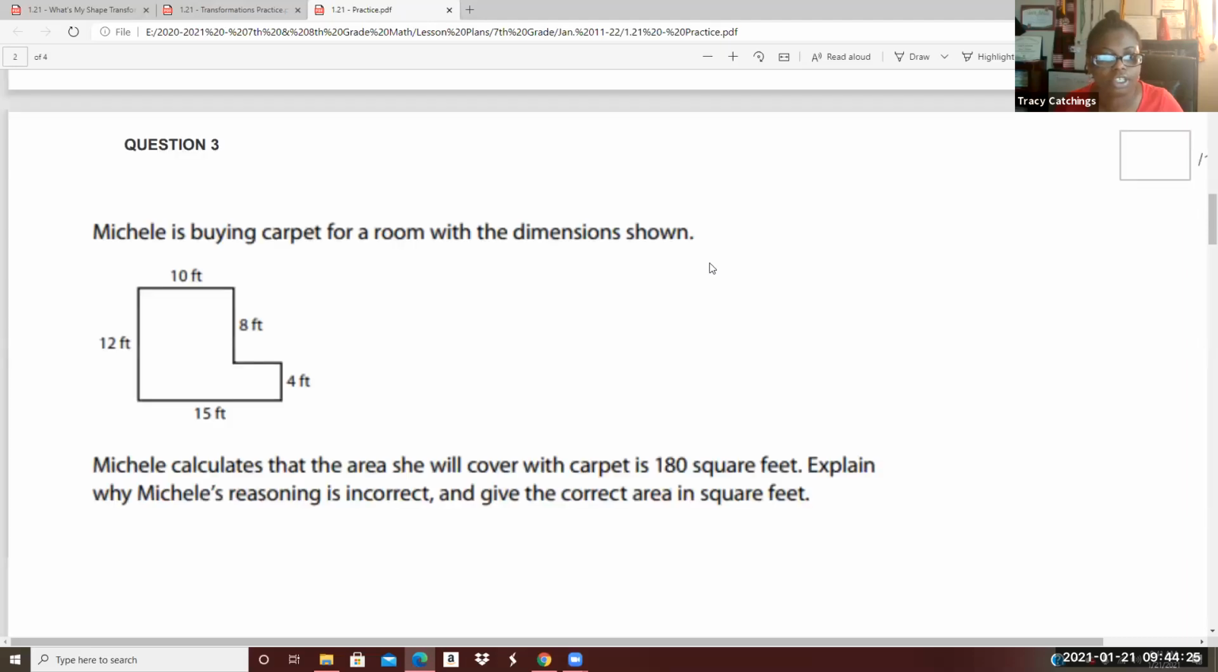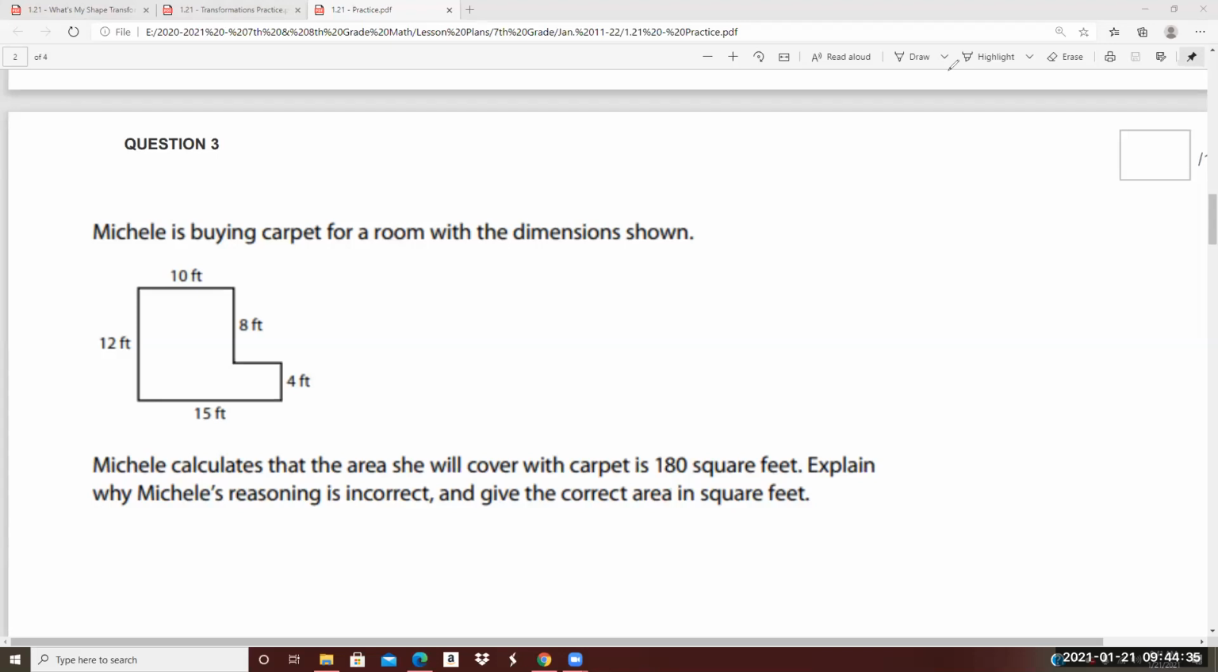Question number 3, if you can, go ahead and read it. Michelle is buying carpet for a room with the dimensions shown. Michelle calculates that the area she will cover with carpet is 180 square feet. Explain why Michelle's reasoning is incorrect and give the correct area in square feet.